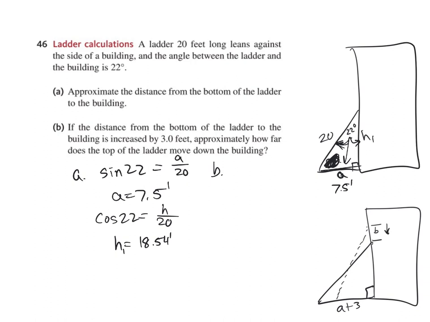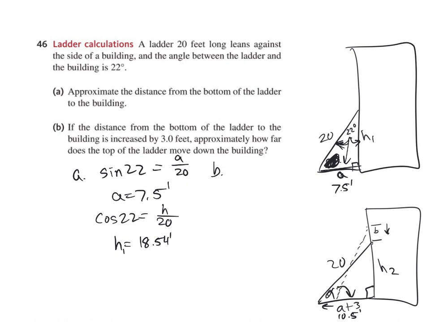Now part B, we're kind of going to do the same thing. Since we have A, the ladder has been pulled out 3 feet. So A has increased 3 feet. So A in part B is going to be 10.5 feet. So this is 10.5 feet. We don't know what alpha is here. And we'll call this H sub 2. And the ladder is still 20 feet long. So we can't find H sub 2 yet. So we need to find alpha. We need to get this degree.